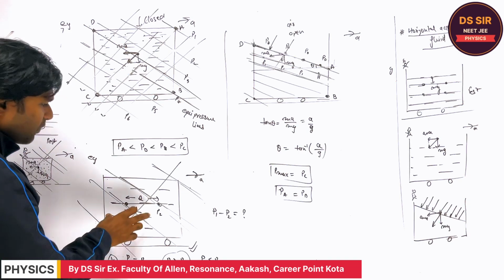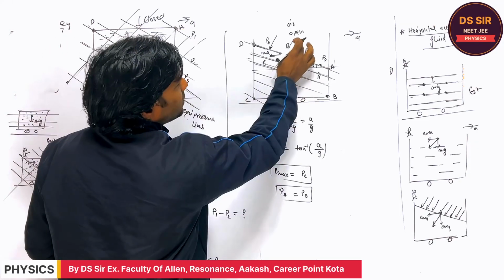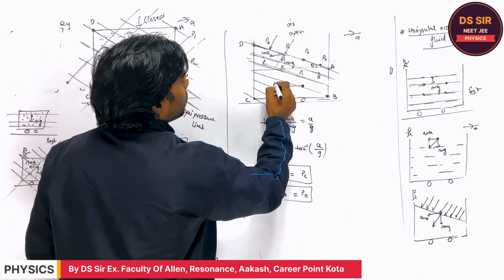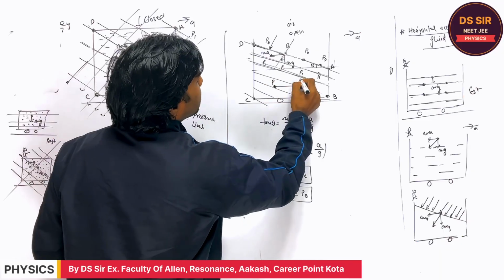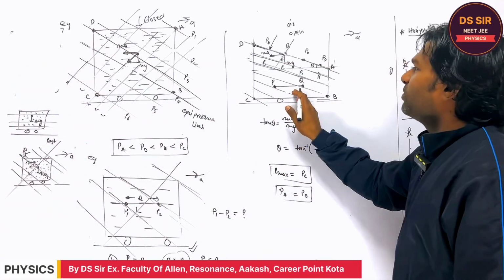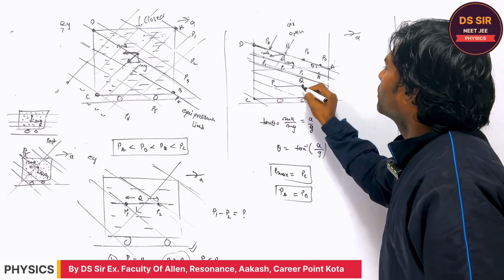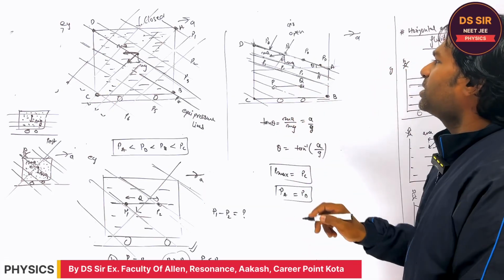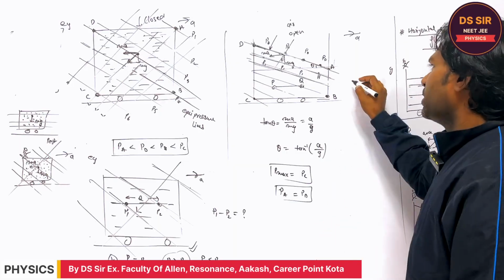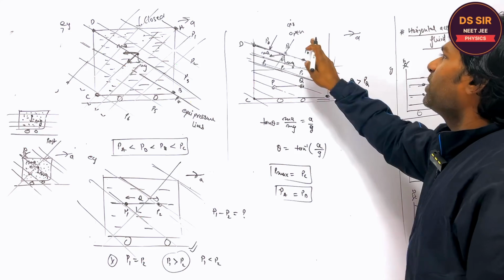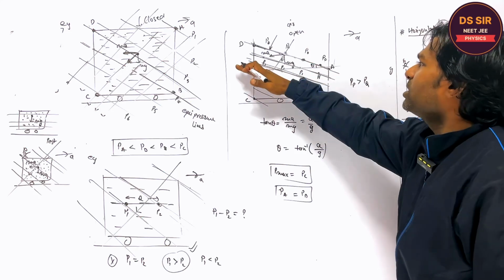Right. Now our work: consider this the open case, and I'm marking this. Suppose this is point P and this is point Q. Now tell me, which pressure is greater? Suppose Q is on this line and P is on this line. Tell me, which pressure is greater? Yes, the pressure at P is greater than the pressure at Q, whether it is open or not, because this is the equipressure line.